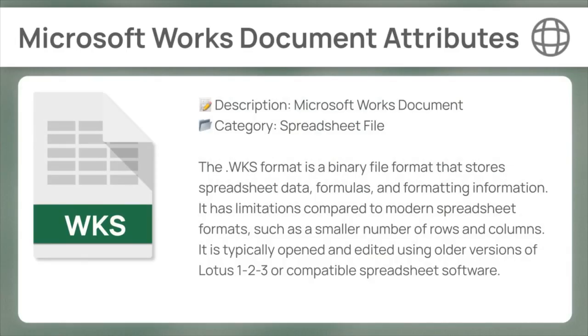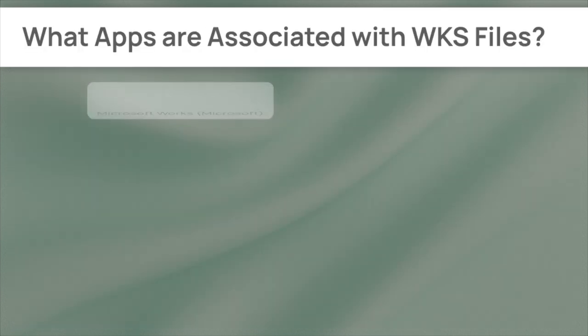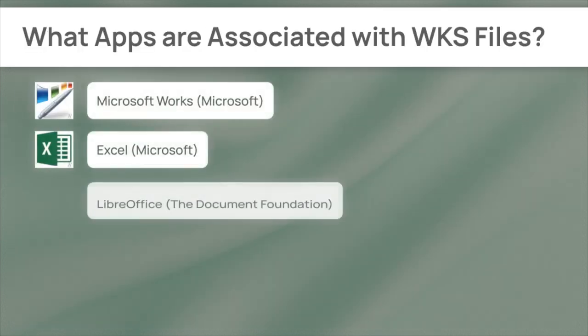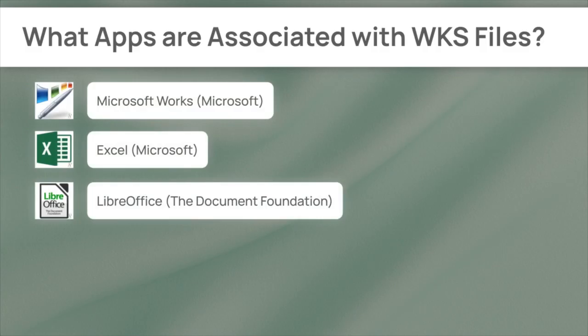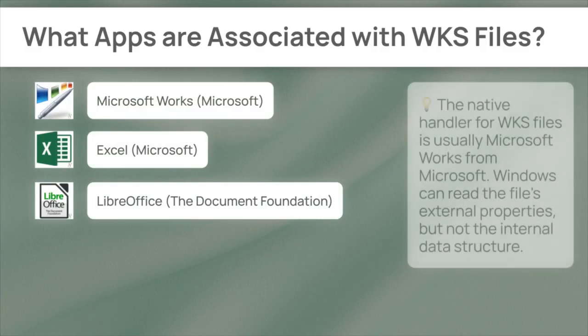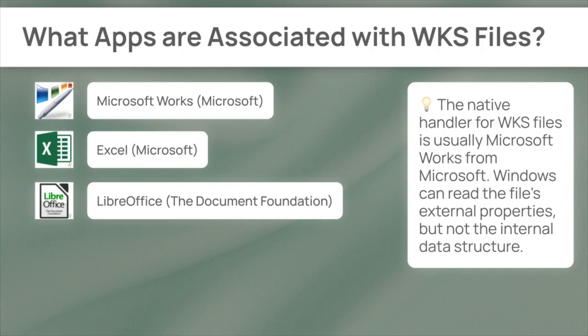It has limitations compared to modern spreadsheet formats, such as a smaller number of rows and columns. It is typically opened and edited using older versions of Lotus 123 or compatible spreadsheet software. Typically, WKS files can be opened with Microsoft Works, created by Microsoft. The operating system generally only reads the file's header information, not its full content. Windows gives basic visual access, while computation and design control rely on spreadsheet editors.